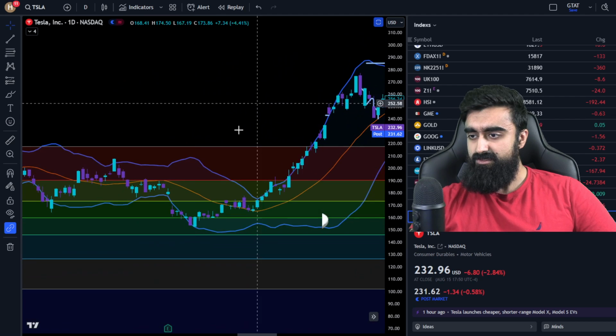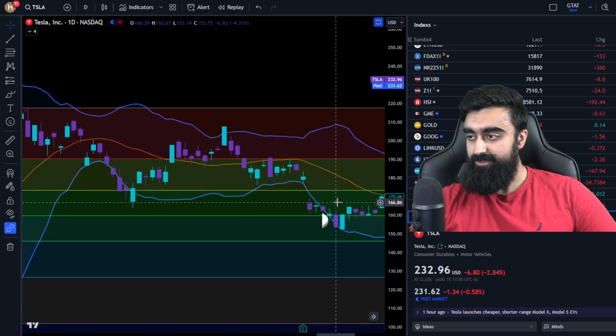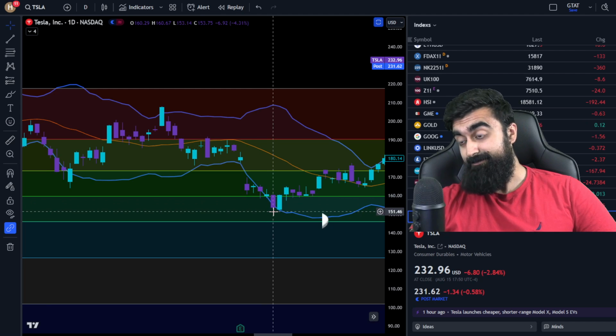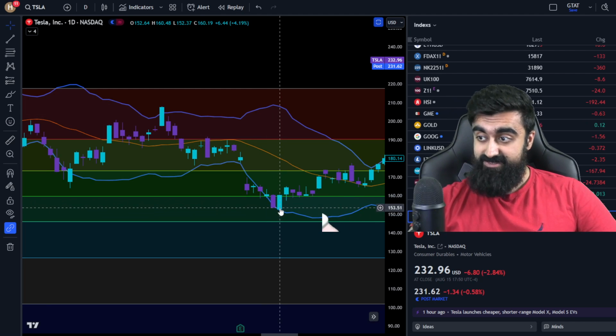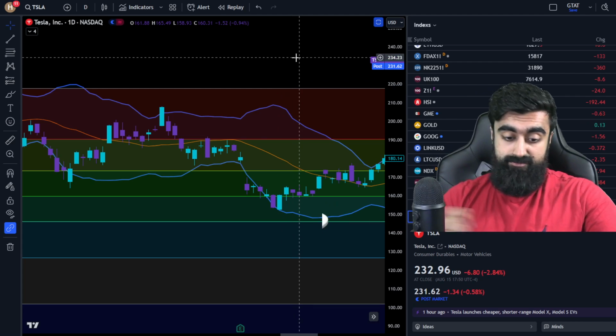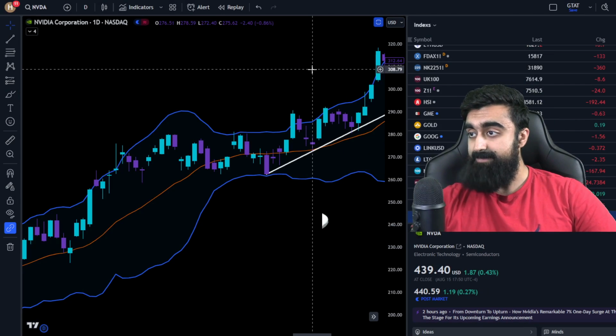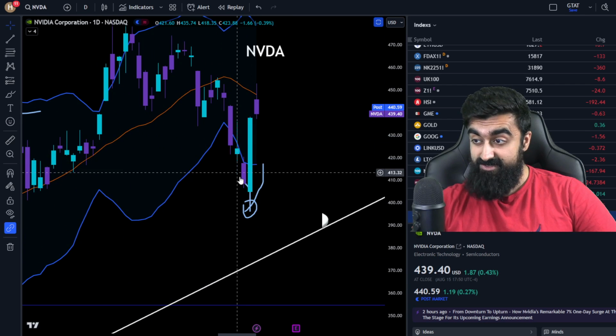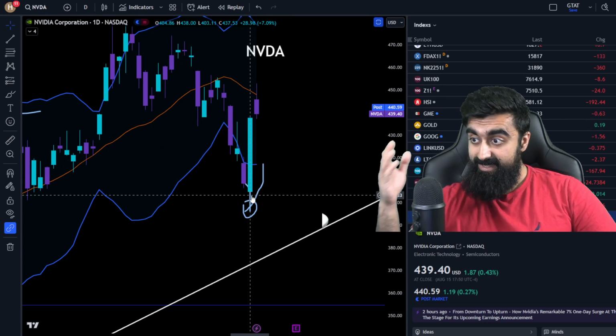I showed Tesla back here, where we were very overextended to the downside and we ended up making another low, and that would have basically marked the bottom. Similar to what just happened on Nvidia: we were very overextended to the downside, we opened lower, and that marked the bottom.